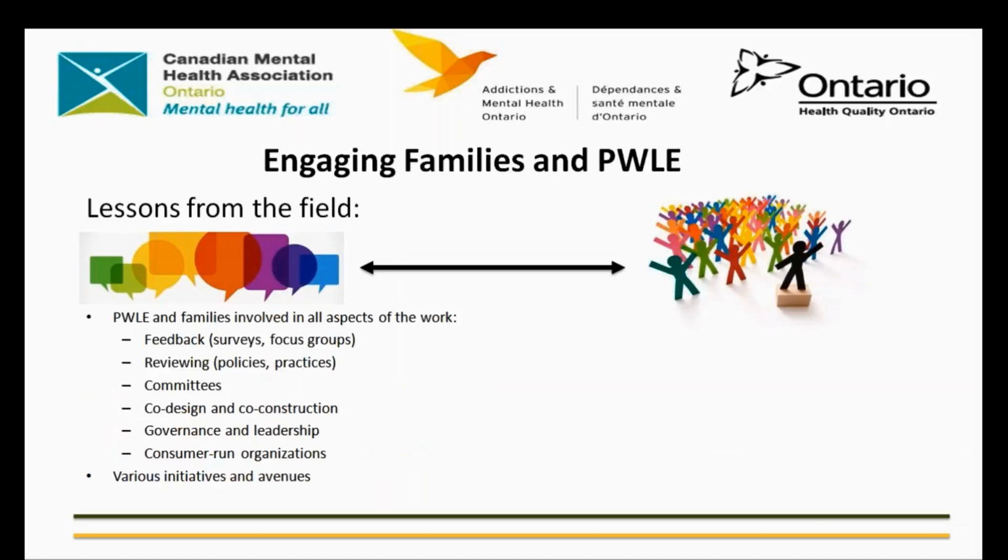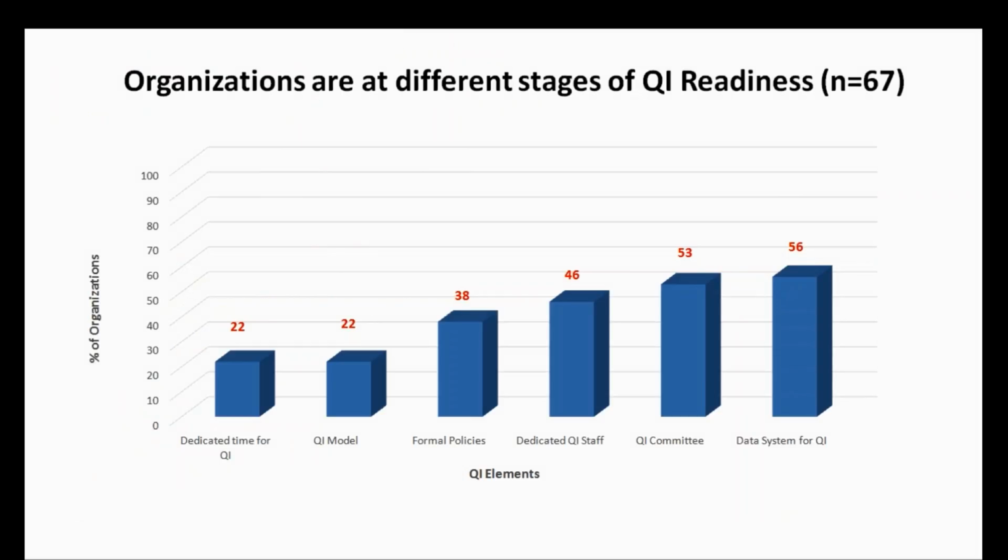A really important thing that we'll be continuing to follow up on, and we've been speaking with our advisory group, and we'll talk about that in a minute, is how do we ensure that we're engaging families and persons with lived experience. And from the field we heard that you're doing great things all the way from getting feedback through surveys and through focus groups to actually having people sitting on governance and quality committees and being incredibly involved in co-design and co-construction, and of course our consumer run and led organizations. So there are a lot of initiatives and a lot of avenues around QI in the field that are engaging our families and persons with lived experience.